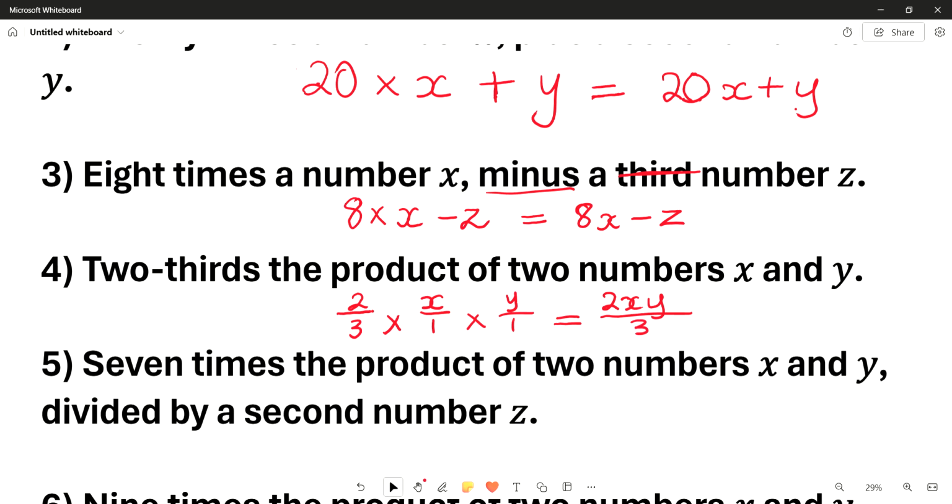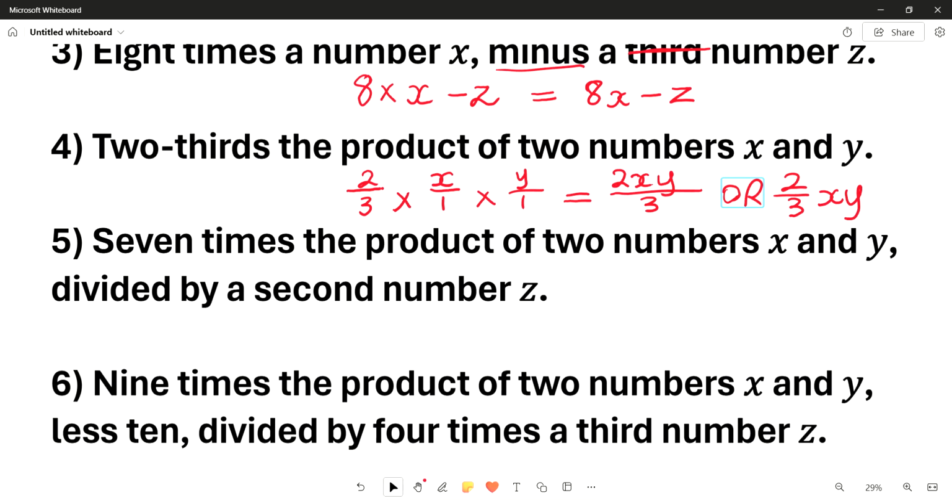Now, this is acceptable, but if you wrote 2/3 times xy like this, 2/3 xy, that is also correct. Both of them are acceptable.